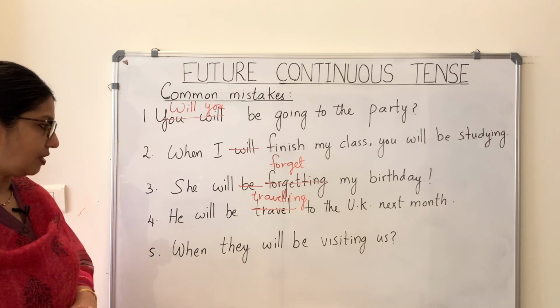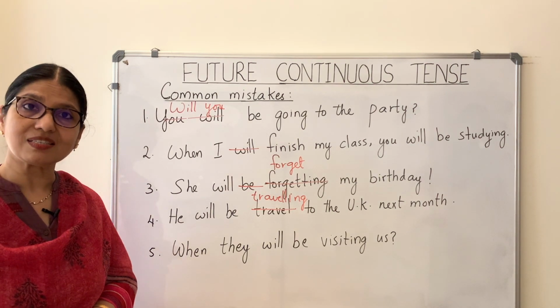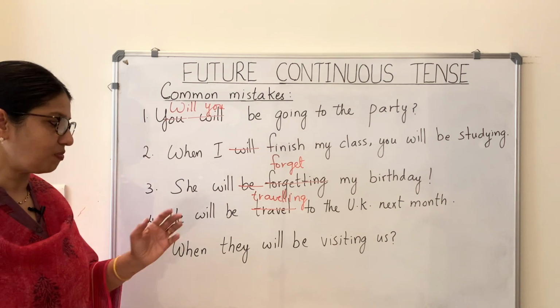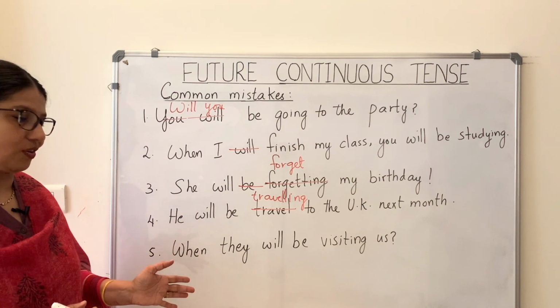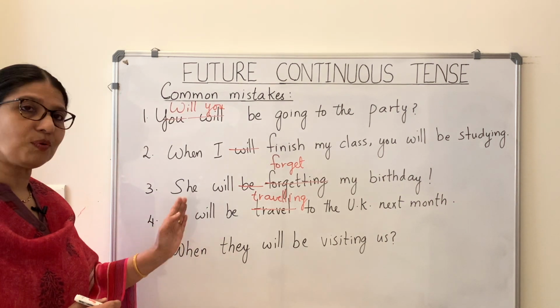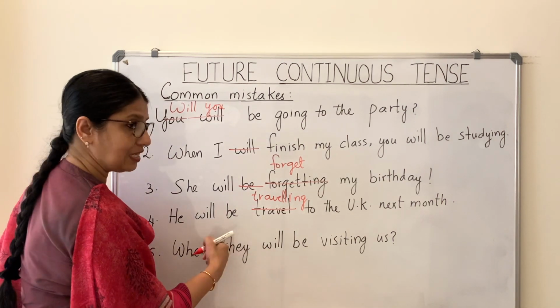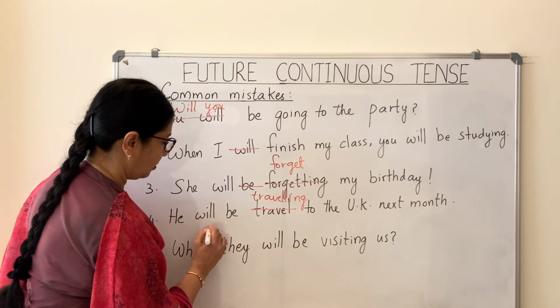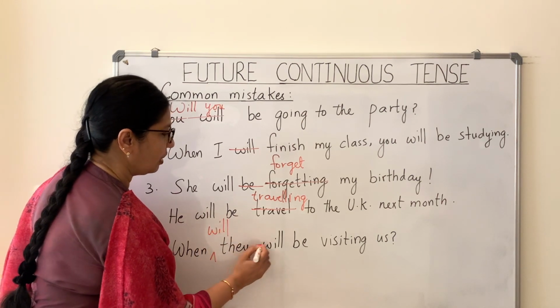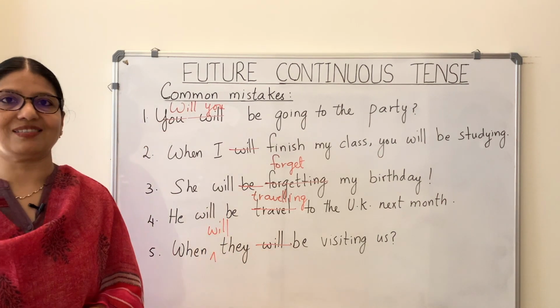And the last one, when they will be visiting us. Again, the form is wrong, the word order is wrong here. It should be when will they be visiting us. So these should be exchanged. When will they be visiting us?